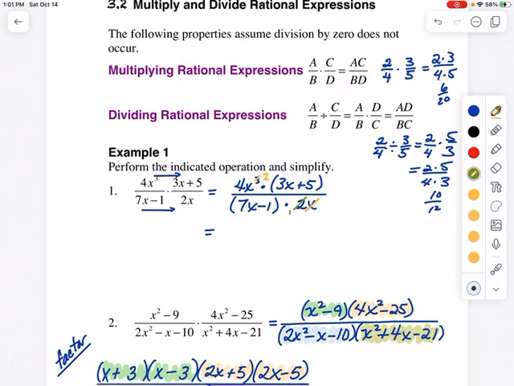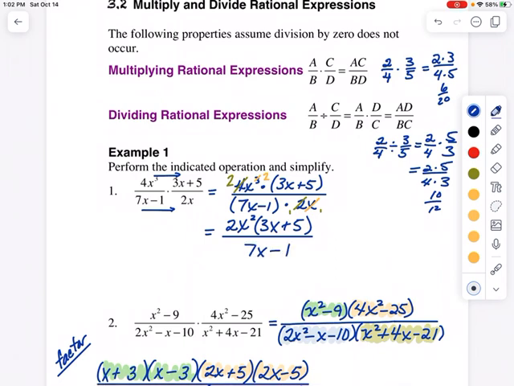There's a common factor here. These become 1s. And then the 2 goes into the 4 2 times. So there's nothing else that's going to cancel. So we're ready to state our answer here is 2, and then it's going to be x squared times 3x plus 5 all over, it's just 7x minus 1.